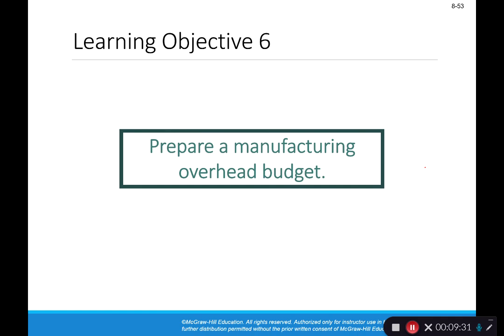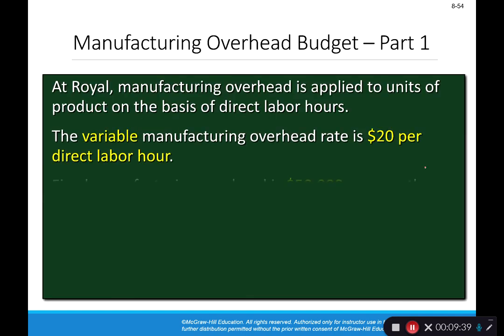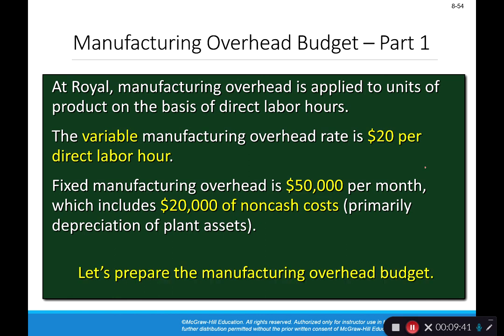The last component of product cost is overhead. So guess what? We're going to need even more assumptions. At Royal, overhead is applied on the basis of direct labor hours. The variable overhead rate's $20 a direct labor hour. Fixed is $50,000 a month, which includes $20,000 in non-cash costs, primarily depreciation.